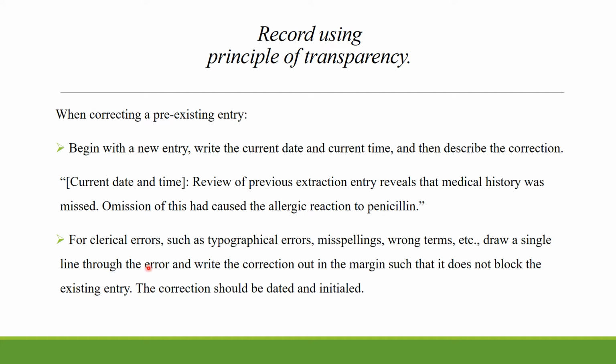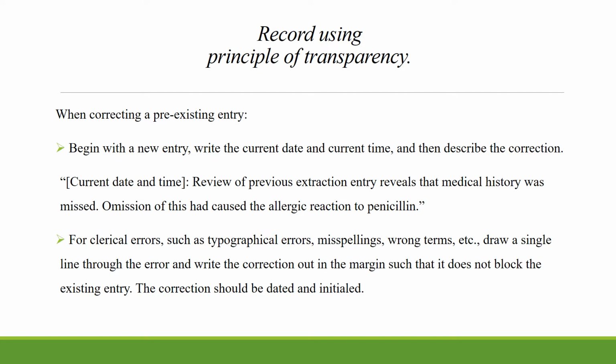Okay, so for any clerical errors or typo errors or spelling mistakes or wrong terms, just draw a simple line through the error, strike it off with one clean line and write the correction out in the margin so that it does not block the existing entry. Don't try to use whitener, don't try to scratch out any mistakes, just put a line through and write the correction at the side. And then the correction has to be dated and initialed. That means we know who made that change.